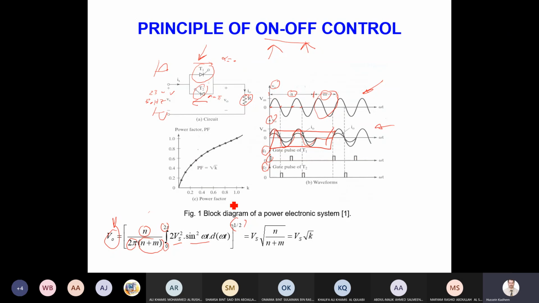Now I did the integration. What I come up with is output voltage is input voltage times square root of n over n plus m. What does this mean? This means by controlling m, I control the output voltage. Then I control the operation of the load, if it is a light, if it is an induction motor, whatever it is.